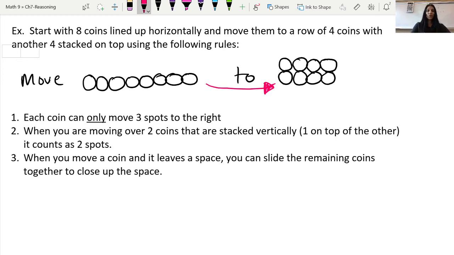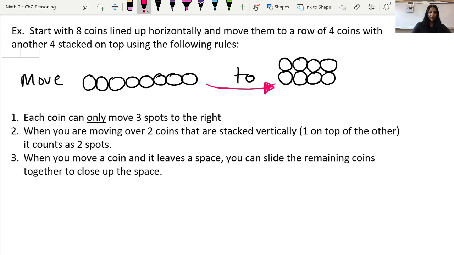Each coin can only move 3 spots to the right. When you are moving over 2 coins that are stacked vertically, so one on top of the other, it counts as 2 spots. So when you move a coin and it leaves a space, you can slide the remaining coins together to close up the space. So let me show you.